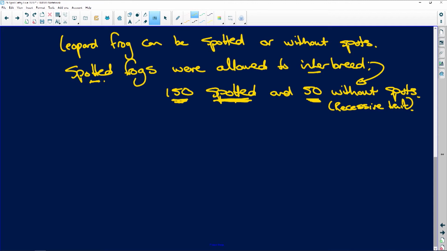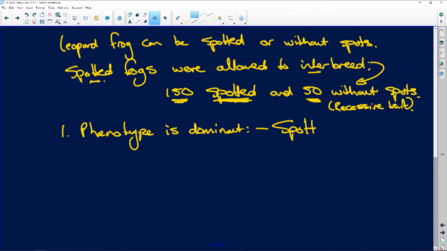So your answer to question 1, which phenotype is dominant? It is going to be the spotted. It's the spotted frog, when it has lots of little leopard spots, yay. Okay, question 2, explain your answer.